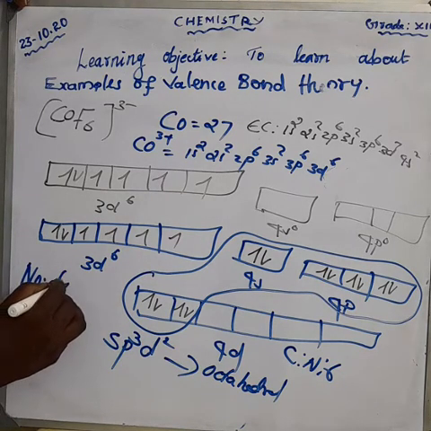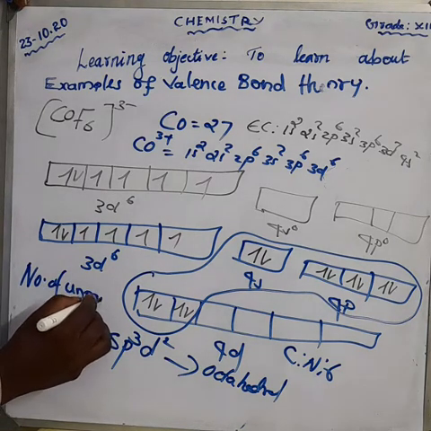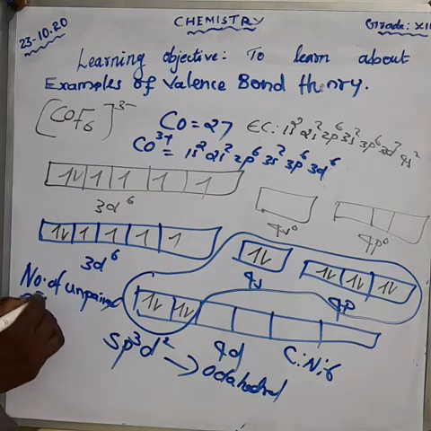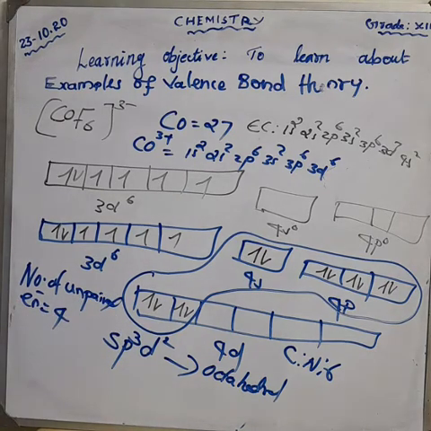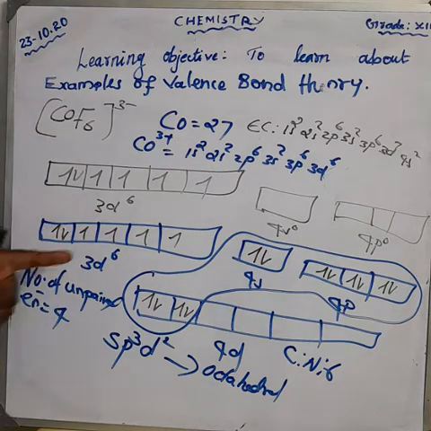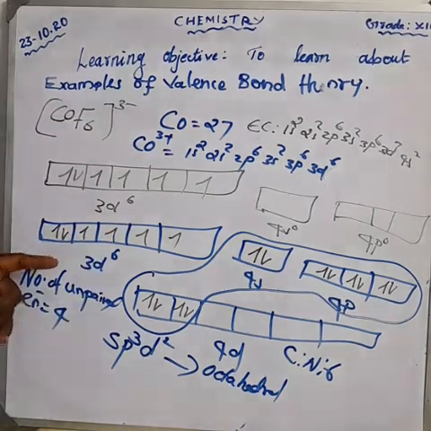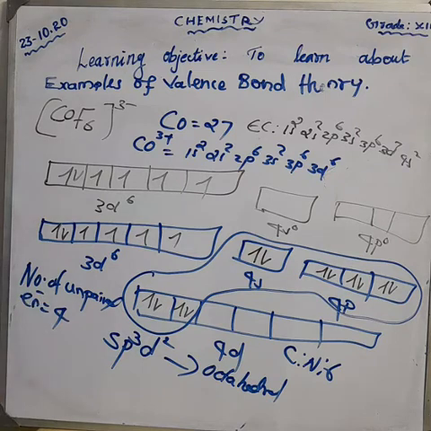The number of unpaired electrons is equal to 4. So we cannot say it is diamagnetic; it is paramagnetic, because it has unpaired electrons. Unpaired electrons mean it is paramagnetic. If there is no unpaired electron, all electrons are paired, and it is diamagnetic.